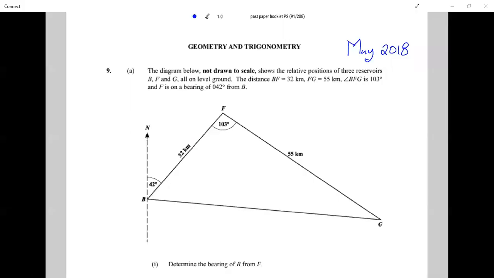All right, so the question, this is May 2018. Question number 9. The question reads, the diagram below, not drawn to scale, shows the relative position of 3 reservoirs, B, F, and G, all on level ground. The distance BF is 32 kilometers, FG is 55 kilometers, angle BFG is 103 degrees, and F is on a bearing of 42 degrees from B. We're to determine the bearing of B from F.